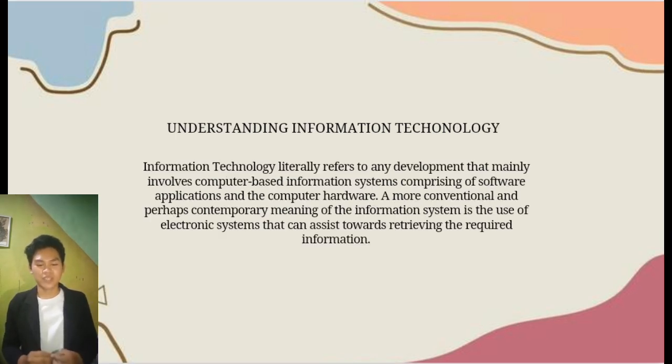Understanding information technology. Information technology literally refers to any development that mainly involves computer-based information systems, comprising software, applications, and computer hardware, a more conventional and perhaps contemporary meaning of information systems. The use of electronic systems that can assist toward retrieving required information.